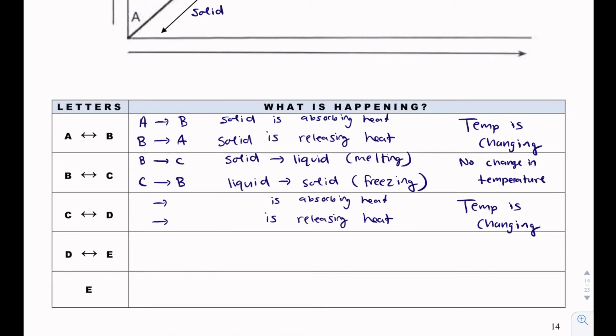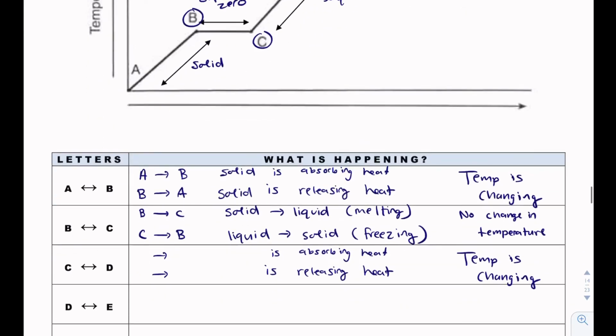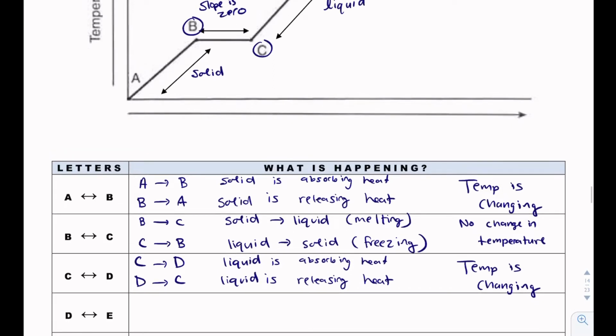So we could be going from C to D. In that case, the liquid is absorbing heat. Or we could be going down the slope with D going to C, where our liquid is releasing heat. And notice the temperature is changing.